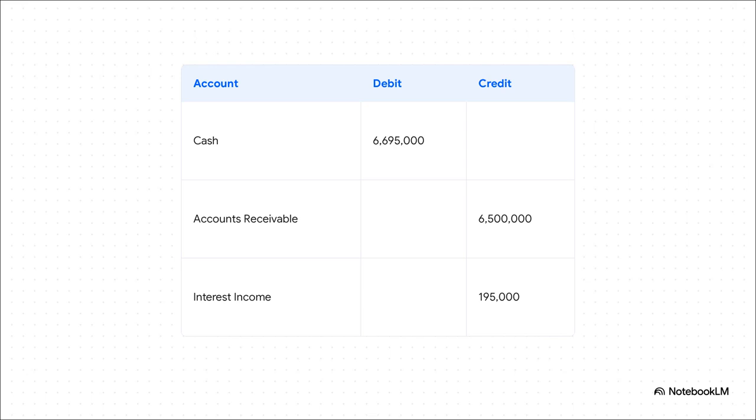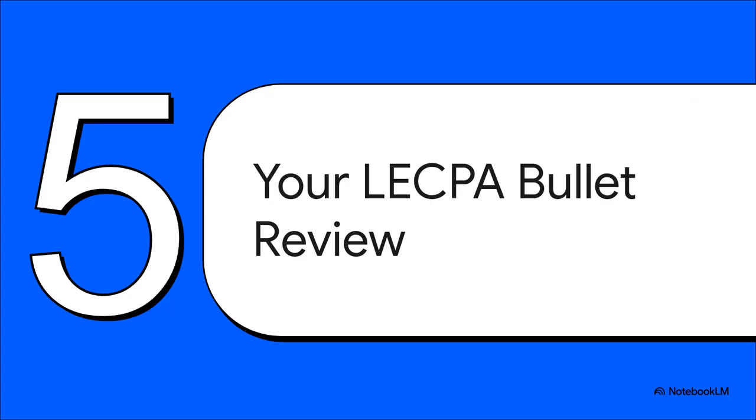You debit cash for the full P6,695,000 that just came in. You credit accounts receivable to wipe that P6,500,000 debt off the books, it's paid, and finally, you get to credit interest income for that extra P195,000 you just earned. And just like that, this whole saga is over. Problem solved. Whew, okay, I know that was a lot to take in, but you hung in there.